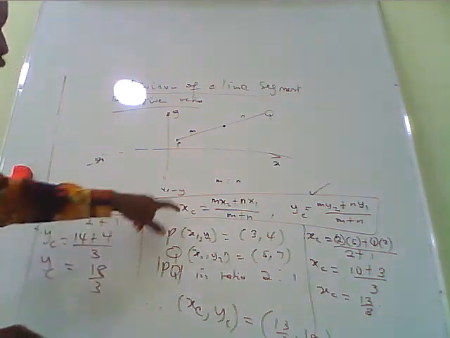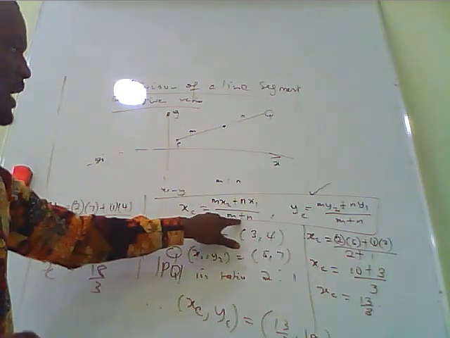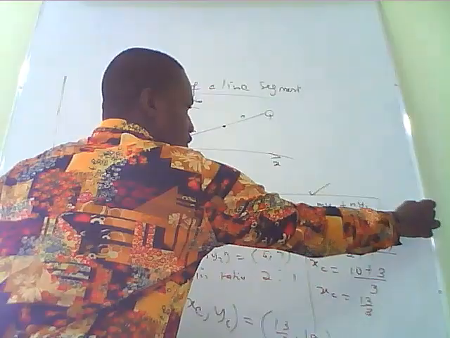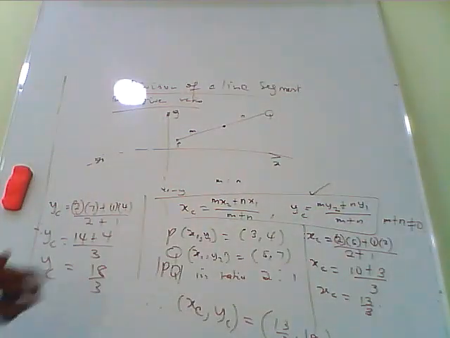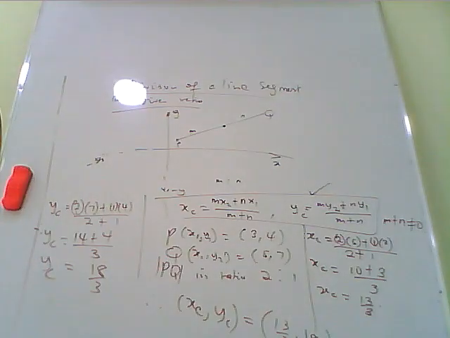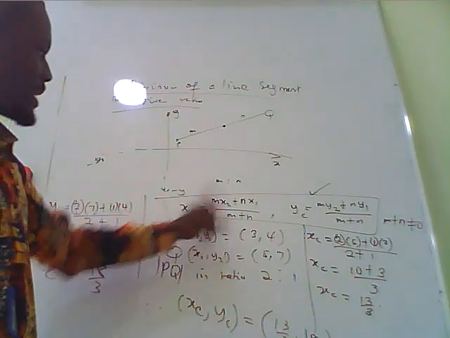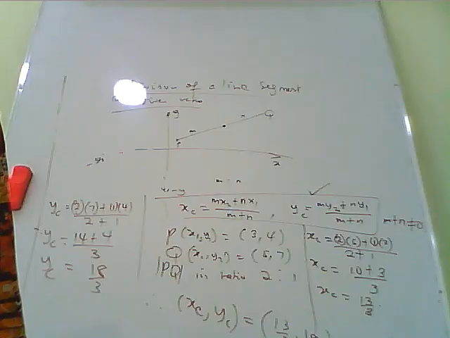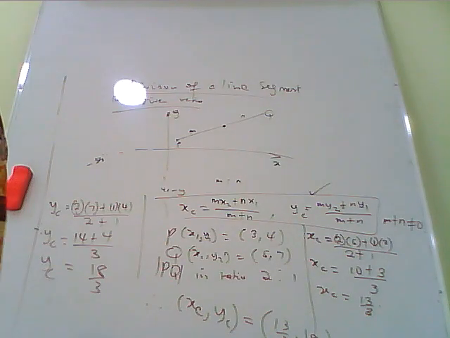So as a student, you should memorize this, where m and n, where m plus n is not equal to 0. For us to have a defined term, m plus n is not equal to 0. Now for external division, either we take m as negative or n as a negative. So we still do the same thing and compute. So that is it. Now the next one we're going to look at is the gradient.